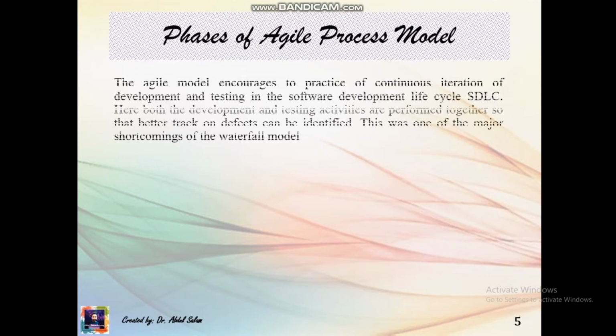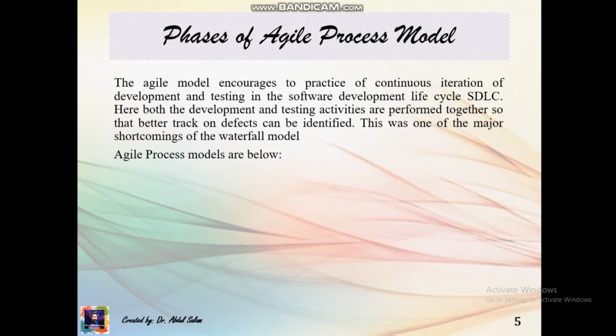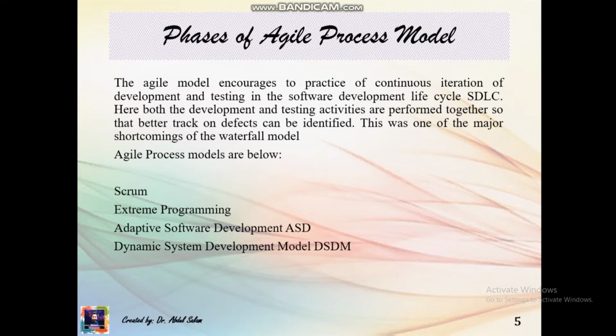Phases of Agile process model. The Agile model encourages the practice of continuous iteration of development and testing in the software development life cycle. Here both the development and testing activities are performed together so that defects can be tracked better. This was one of the major shortcomings of the waterfall model. Agile process models are as below: extreme programming, adaptive software development (ASD), dynamic system development model, crystal, feature driven development.